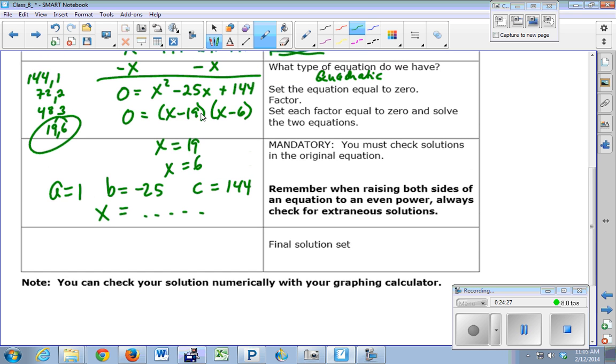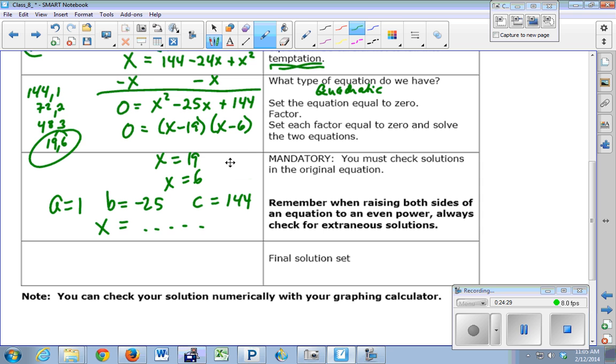Cooper? 19 times 6 doesn't equal? Oh, so what did I do? I screwed up? Okay. So what is it? 19 times what? Oh, so 114. So, oh, I screwed up.